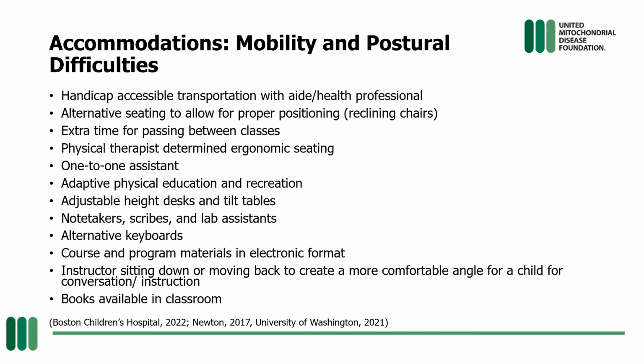So alternative seating to allow for proper positioning. Many of our kids can't spend all day sitting upright. So this could be even like the use of a recliner. For some children, they prefer to be moved to a rocking chair for a few hours of the day. But this is all included in this accommodation. So extra time for passing between classes, sometimes we call this a preferential passing period, where instead of 5 minutes to pass, they're given 7 or 8. This is, once again, going to be very child specific.